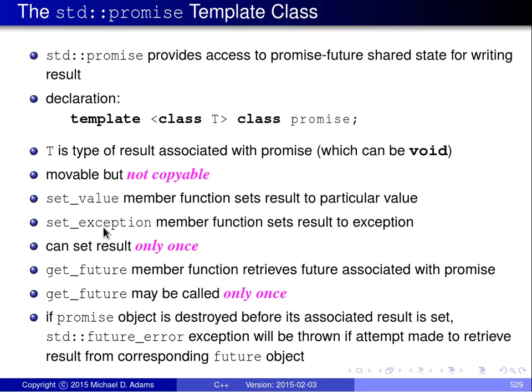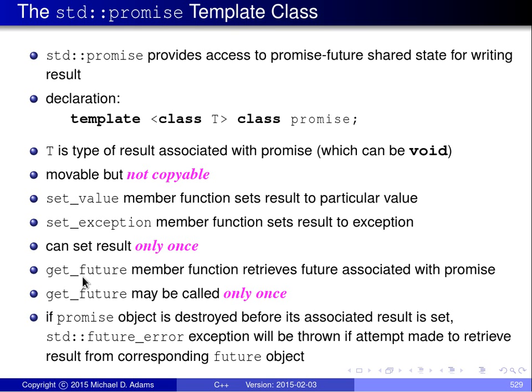The result that's stored into a promise can be set only once, so the setValue member function or setException member function can be only called once. And in order to retrieve the future that's associated with the promise, because in order to be able to have some other thread access the result, it needs the future object that corresponds to the promise object. For this purpose, there's a member function called getFuture, which returns the future that's associated with the promise.